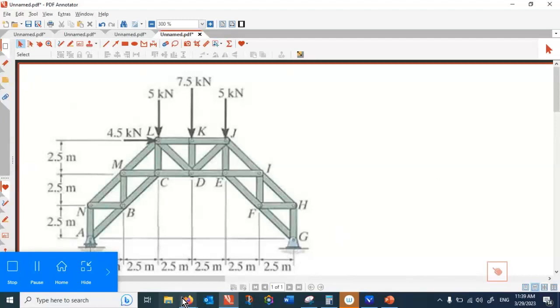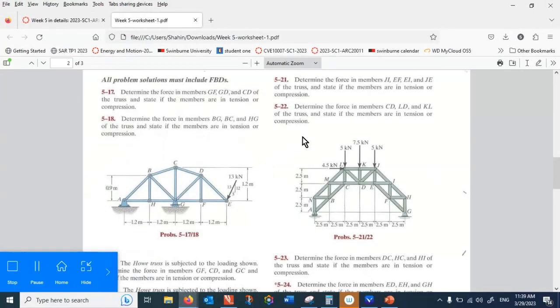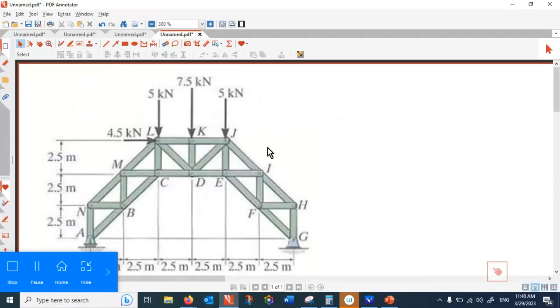All right, what do we want to find here? That makes a big difference in deciding how you want to solve it. That is CD, DL, and KL. What is your suggestion? I want to find CD, DL, and KL. What technique should I use?